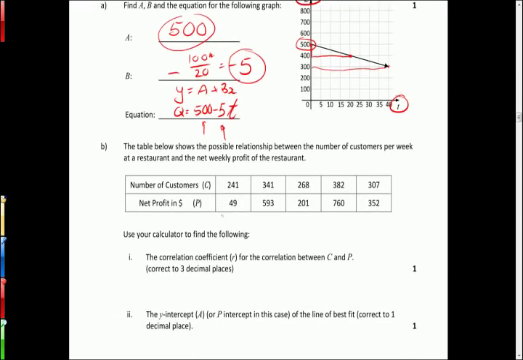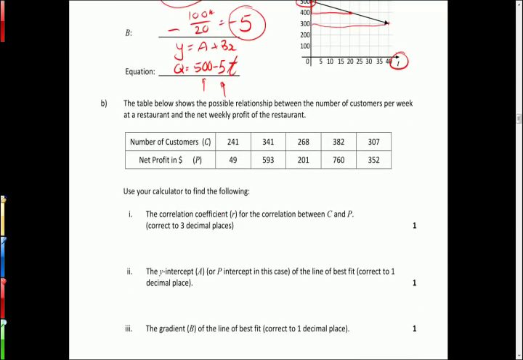Now, this is going to be good video viewing. The table below shows the possible relationship between the number of customers per week at a restaurant and the net weekly profit of the restaurant. Now, when we're putting these into the calculator, no matter what calculator we've got, these are the X's and these are the Y's.